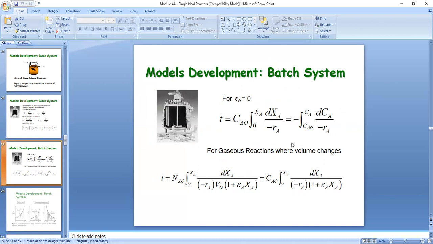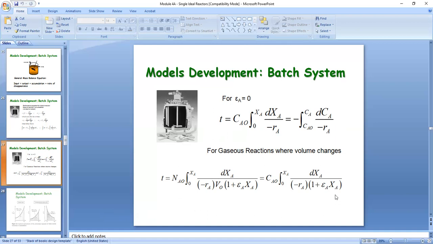For gaseous systems or varying volume reactions, this would be your performance equation. So you can take note of this very important slide in here that gives you the different forms of the performance equation for a batch system, whether constant volume, the one that you have here on top, or variable volume, the one that you have here at the bottom.